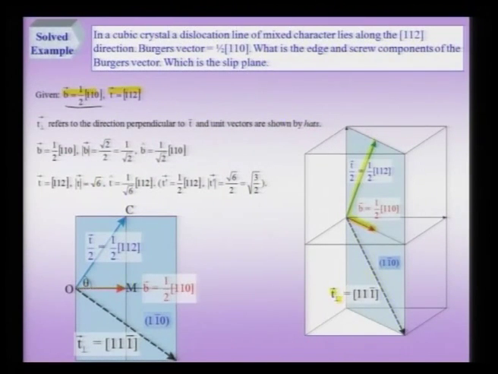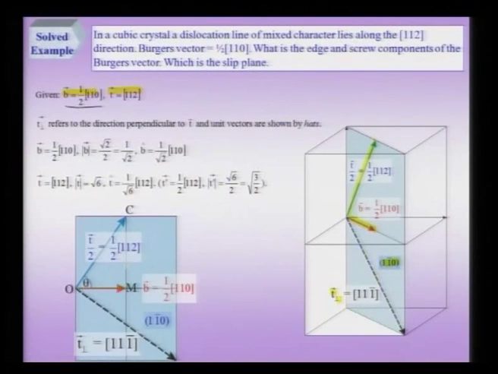This is all the question I am asking, and we also know that the plane containing T and B is my slip plane. So, it is obvious in this case the slip plane is 1, 1 bar 0. Now I am not asking for a general family of planes, but a very specific plane which contains this T and B, therefore, I need to write the very specific plane, which is 1, 1 bar 0.